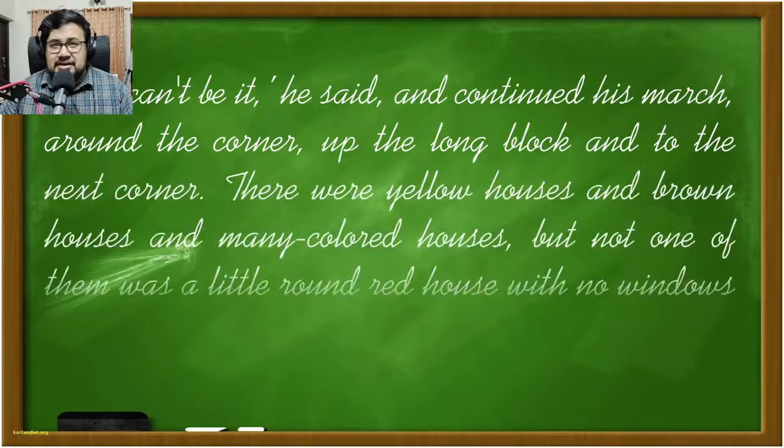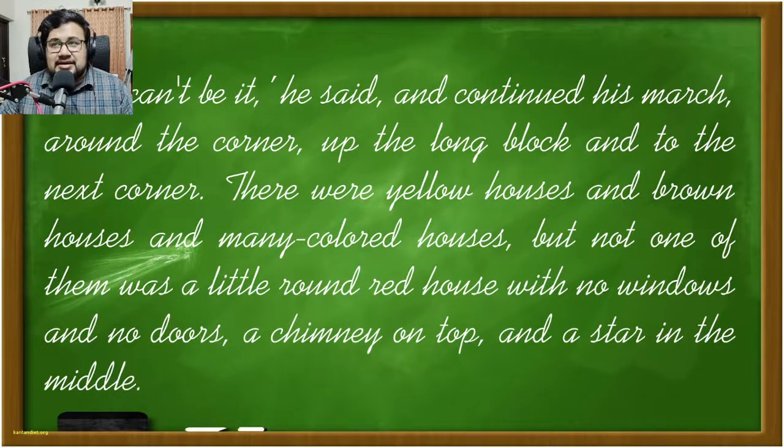"That can't be it," he said, and continued his march around the corner, up the long block to the next corner. There were yellow houses and brown houses and many colored houses, but not one of them was a little round red house with no windows and no doors, a chimney on top, and a star in the middle.